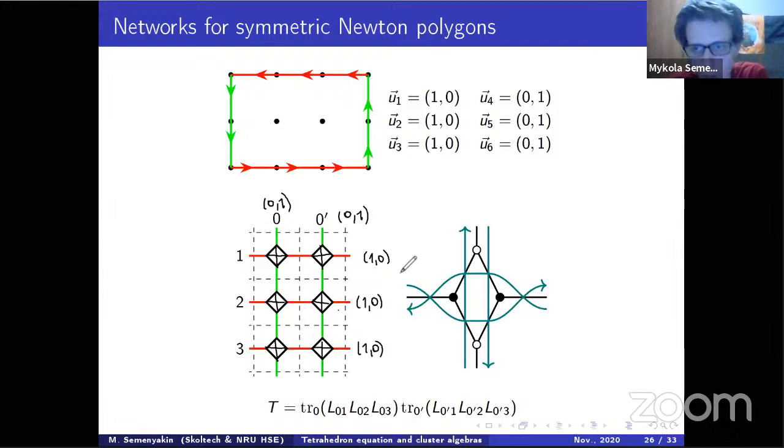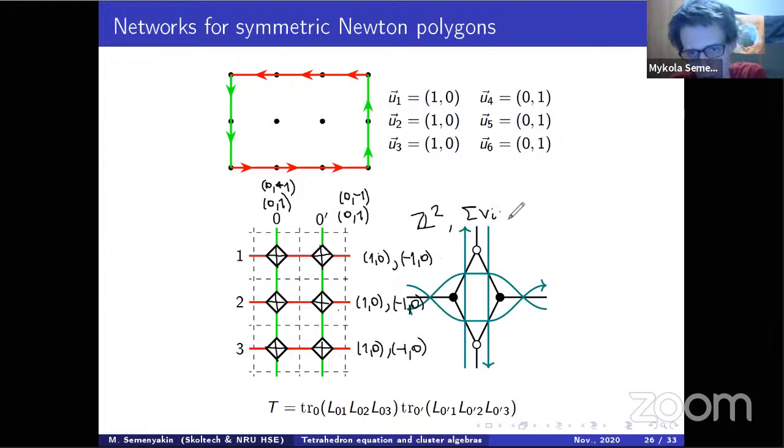And now you double these paths, so you add the same paths with the opposite class in homology: minus 1, 0, minus 1, 0, and here you take 0, minus 1, and here also 0, minus 1. And now you have a set of vectors in Z squared, and the sum of all these vectors is 0.